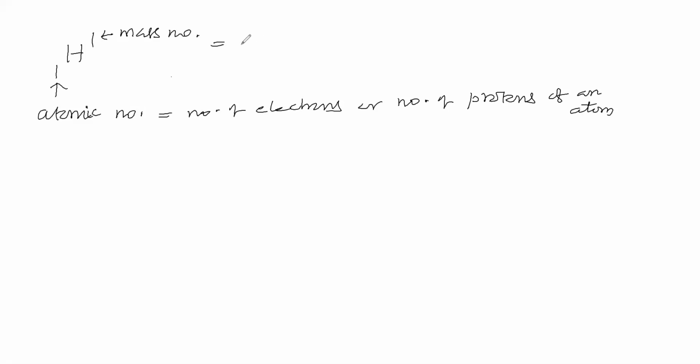Mass number is equal to number of protons plus number of neutrons. So atomic number is equal to number of electrons or number of protons of an atom, and mass number is equal to number of protons plus number of neutrons.